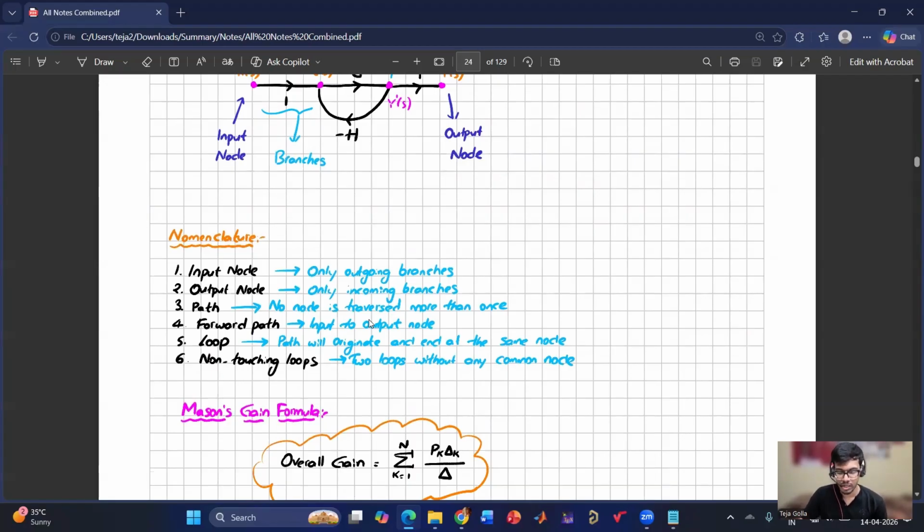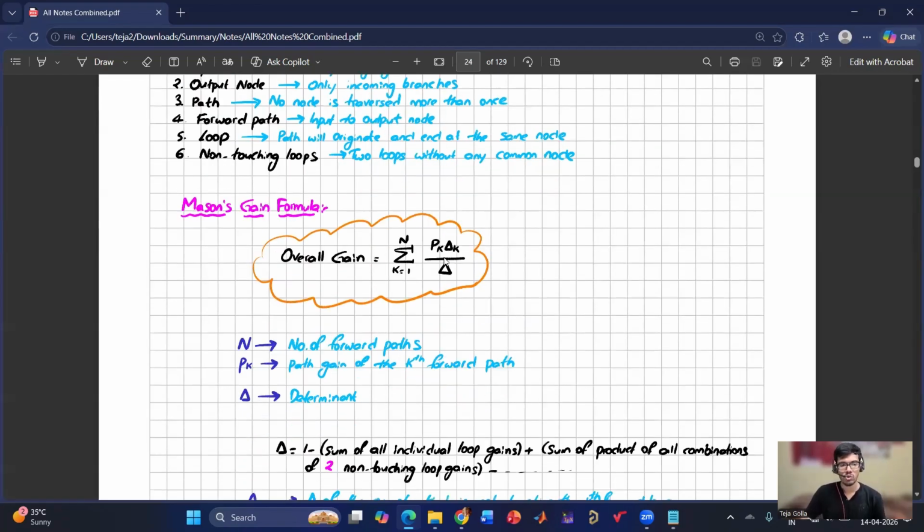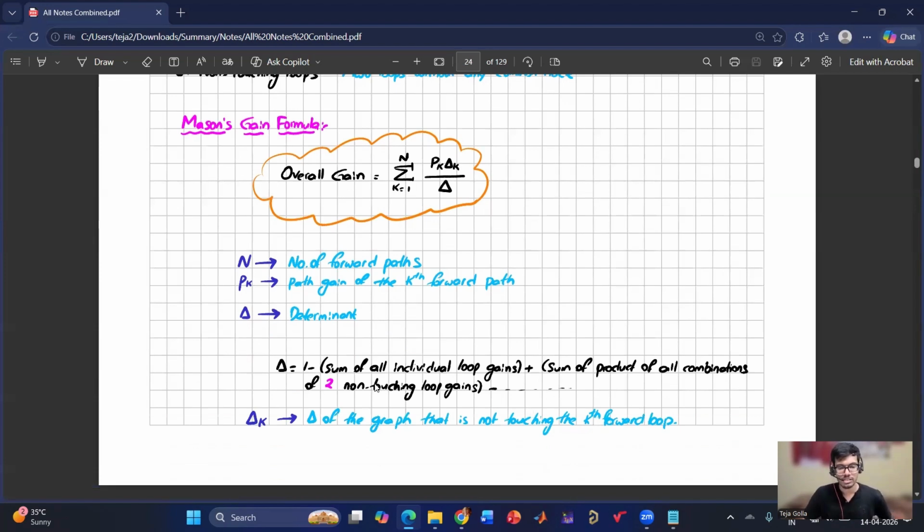If you have any question or any confusion, I would suggest you go through the video and understand them very clearly, because the formula is dependent on this nomenclature. If you are confused about this, you will end up getting wrong results. So this is Mason's gain formula, and here is how to apply it. We first find the forward paths, then the path gain of each forward path, and then we calculate the determinant. The determinant is given by this.